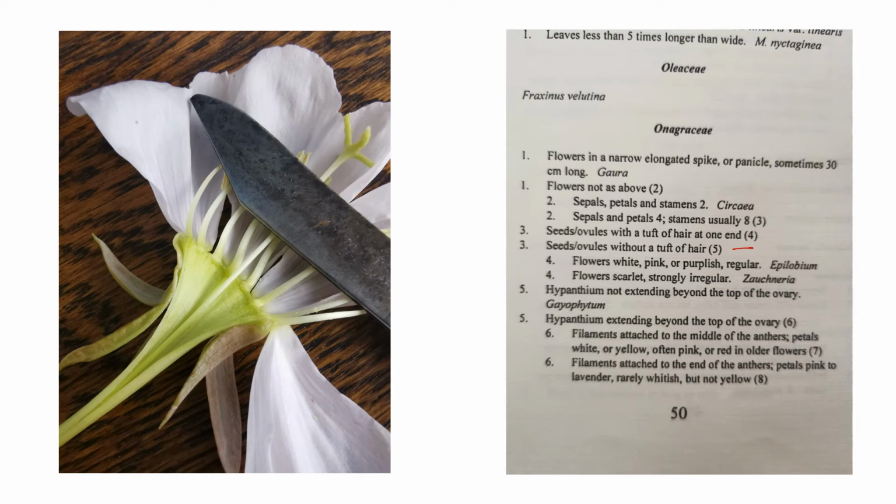And hypanthium not extending beyond the top of the ovary. That's definitely not the case. The hypanthium is this long tube that we'll look at in a minute, and we'll see that it is extending beyond the top of the ovary. And filaments attached to the middle of the anthers, petals white or yellow, often pink or red in older flowers. Now, this is the case that the flowers are pink or red in the older flowers, and the filaments are attached to the middle of the anthers. And so we found 7, and we move on to 7.